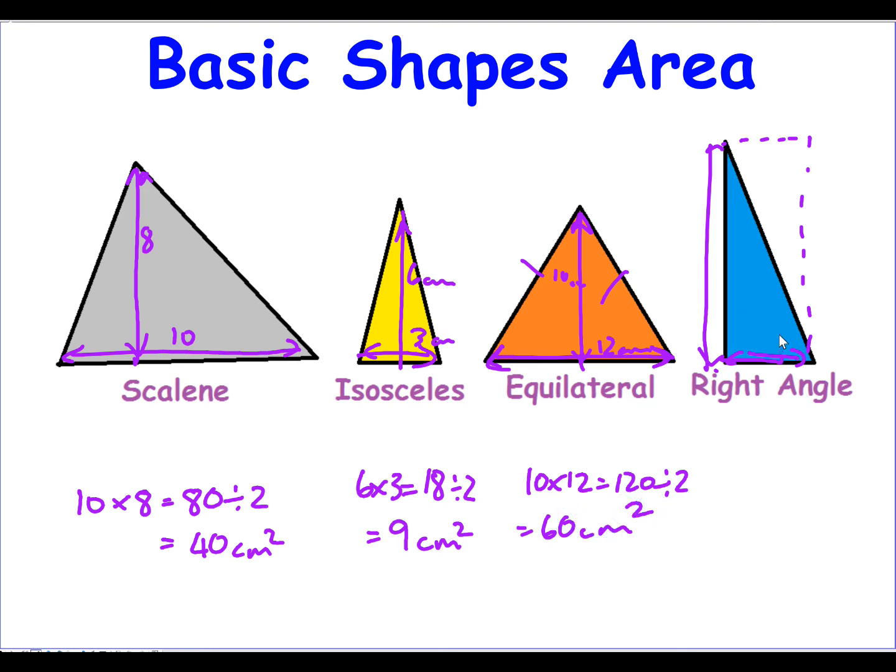And finally, the only one that gives you the sides to work out the area is a right angled triangle. So if they give you one of the sides here, which is 10 centimeters, and the base, which is 4 centimeters, then the area of that triangle is 10 times 4, which is 40. That's the 2 dimensions. And then don't forget to divide by 2 to give you 20 centimeters squared.